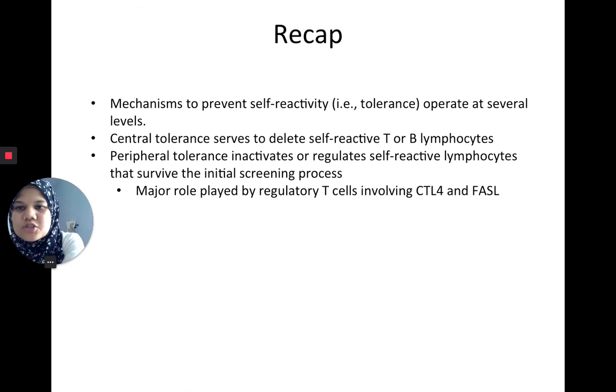So let's just recap very quickly. Mechanisms to prevent self-reactivity is tolerance, which operates at several levels. The first level is the central tolerance, which serves to delete self-reactive T or B lymphocytes. Peripheral tolerance inactivates or regulates self-reactive lymphocytes that survive the initial screening process. Largely that's regulated by T cells and involves CTLA4 and the FAS cell. And the Tregs that are characterized by their presence of FOXP3.